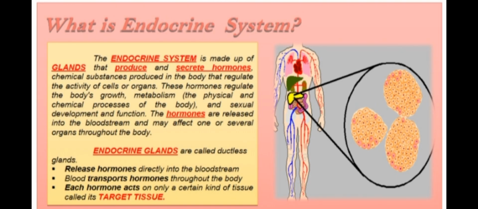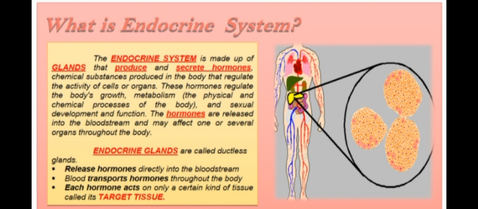What is the endocrine system? The endocrine system is made up of glands that produce and secrete hormones, chemical substances produced in the body that regulate the activity of cells or organs. These hormones regulate the body's growth, metabolism, the physical and chemical processes of the body, and sexual development and function. The hormones are released into the bloodstream and may affect one of several organs throughout the body.